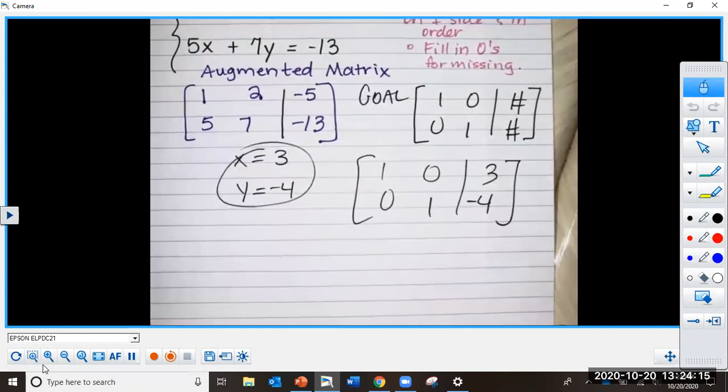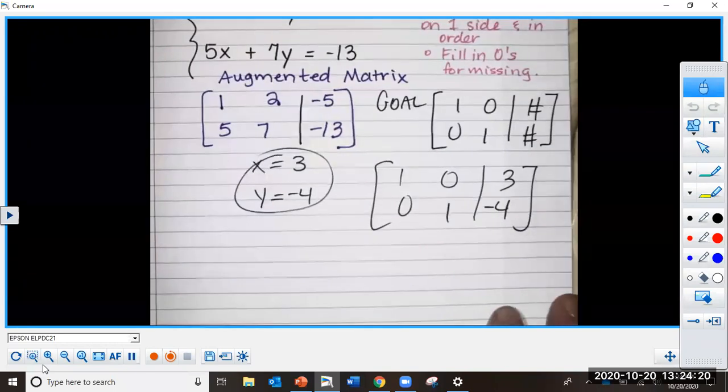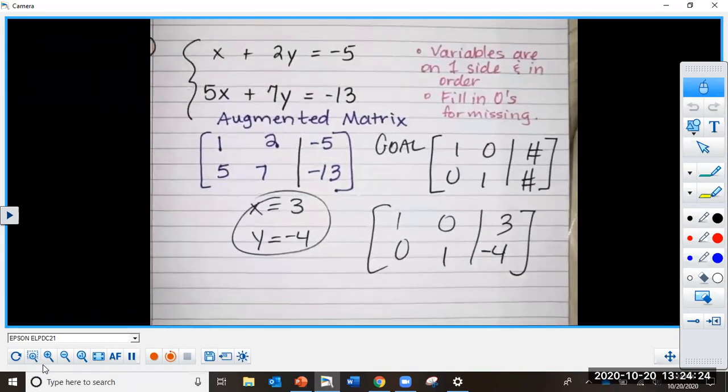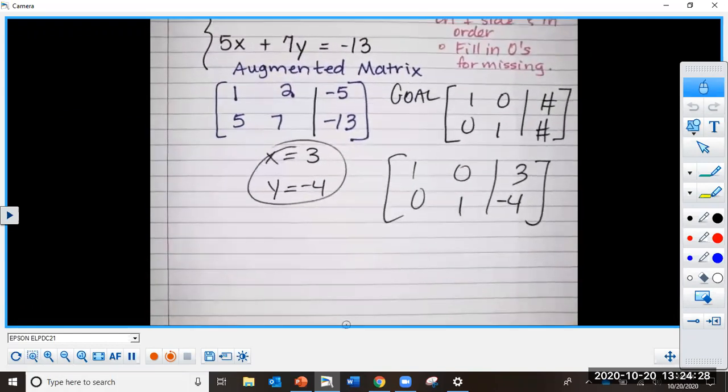All right, are y'all okay with that? I bet you guys wish I would have shown you how to do that when you were in chapter 3 with all of those systems of equations. Okay, work on your Math Excel.